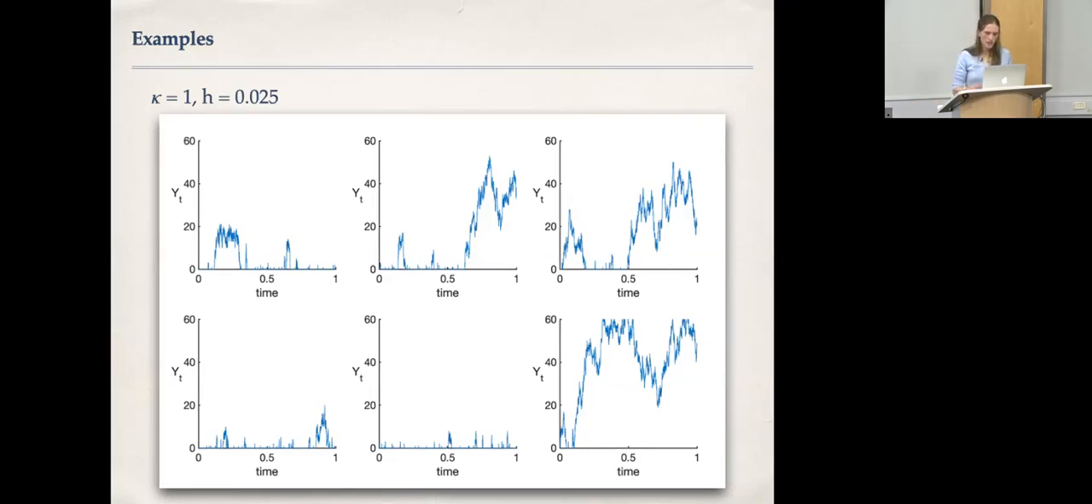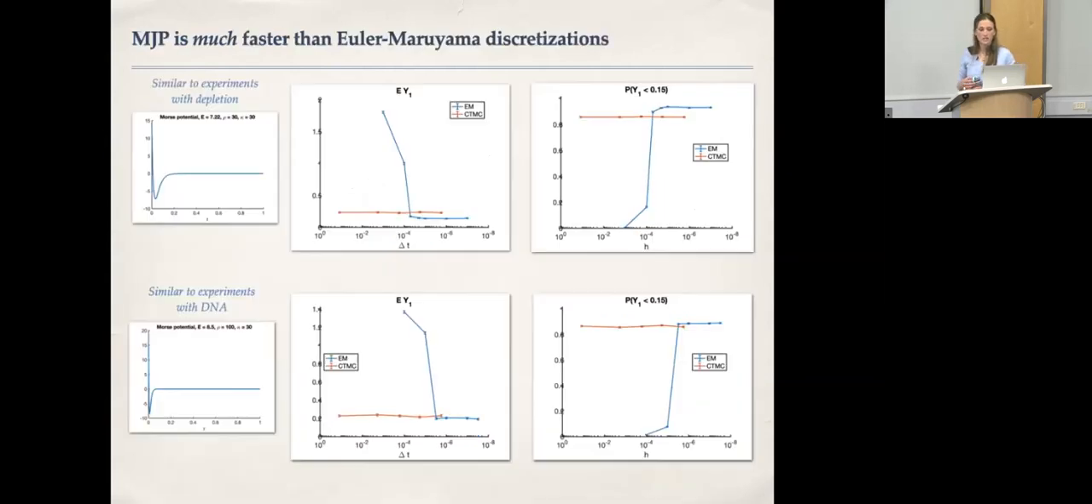OK, so in terms of practically how useful this is as a computational tool, the Markov jump process discretization is accurate up to pretty high time steps. It converges with order h squared. And so you're not making much error if you take a large time step.